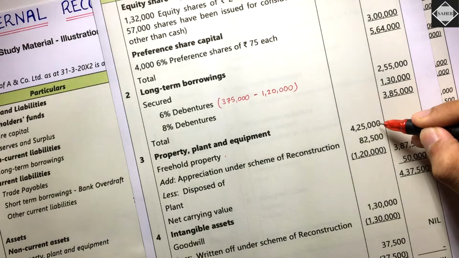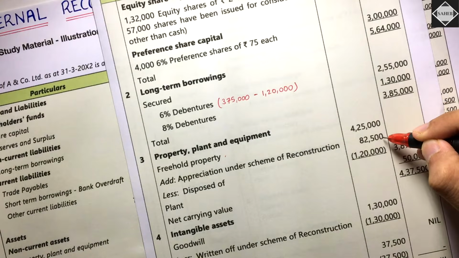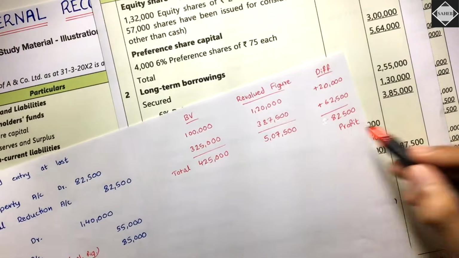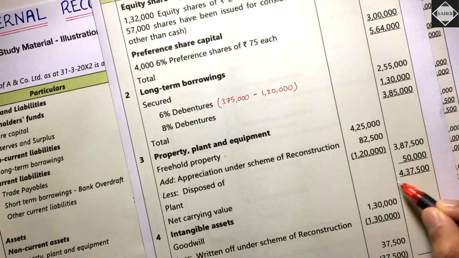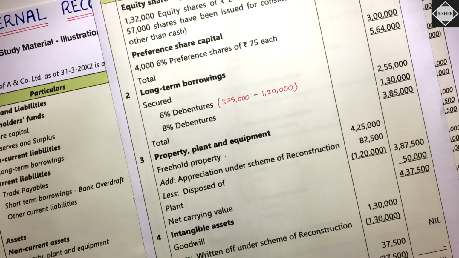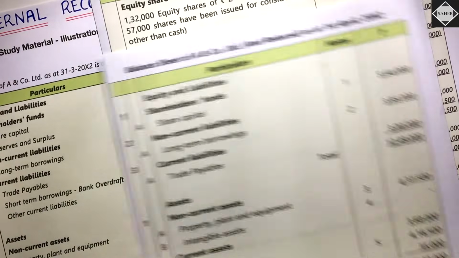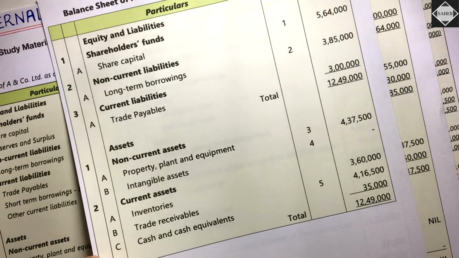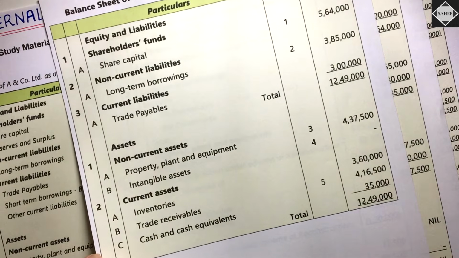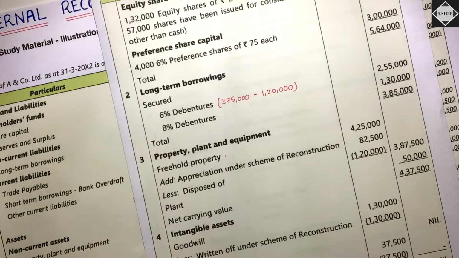Old balance was 4,25,000. Total revaluation upward was 82,500. We know that. And then debenture holders took away 1,20,000. So the remaining is 3,87,500. And then there is also plant of 50,000. So in total that is equal to 4,37,500. Clear? Easy. So you see in PPE here, note number 3, 4,37,500. And then no intangible assets, as you can see over here. Goodwill is being written off.